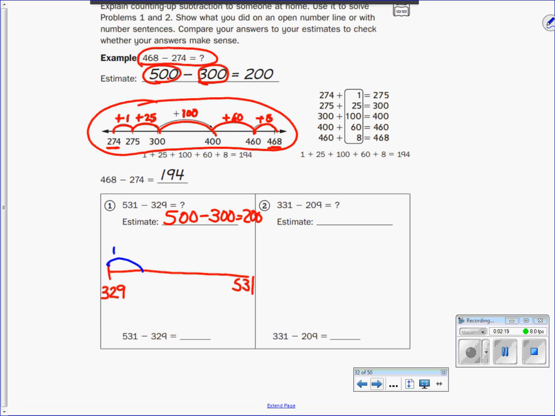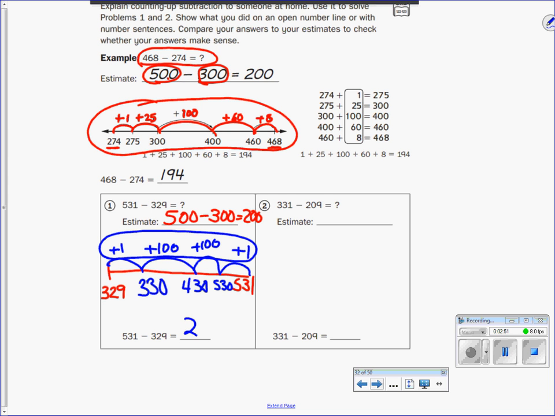If I go plus 1 from 329, that takes me to 330. And I can do a plus 100 here because I know that's going to take me to 430. Then plus another 100 would take me to 530, and then just plus 1. If I add all of these up, my answer comes to 202, which was a good estimate at 200.